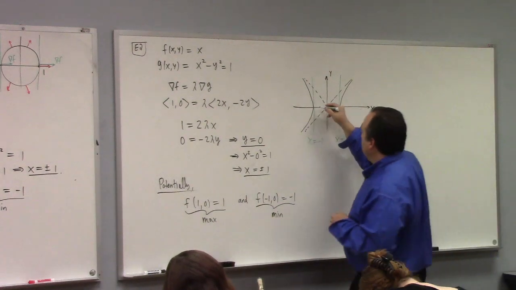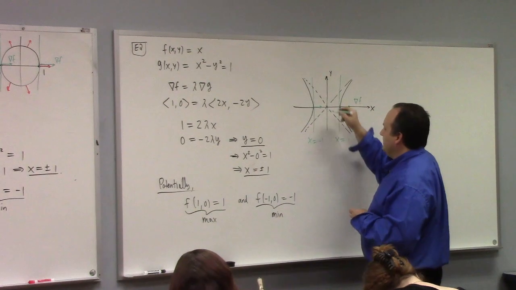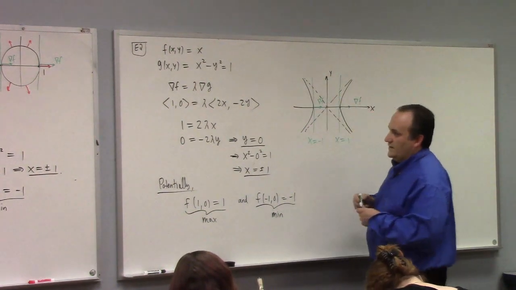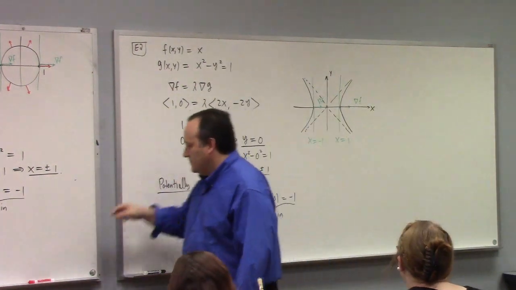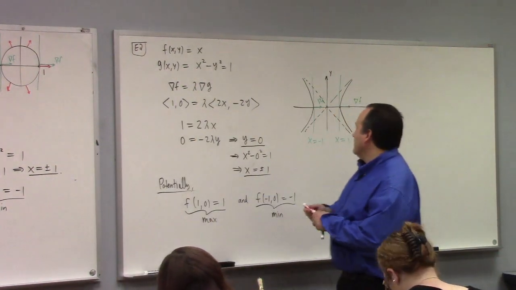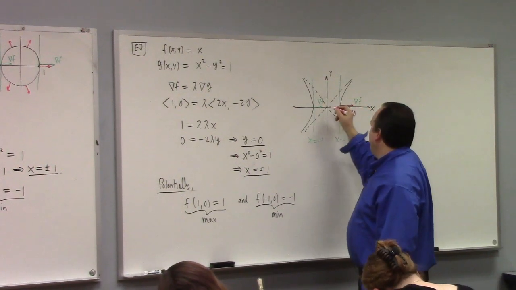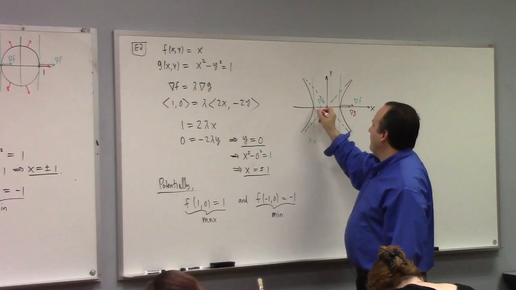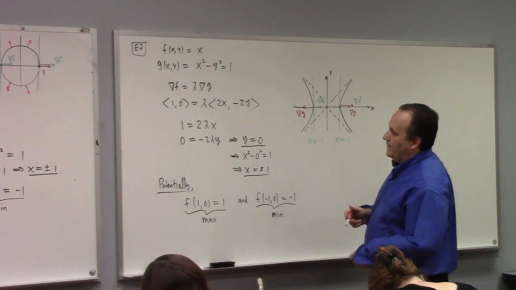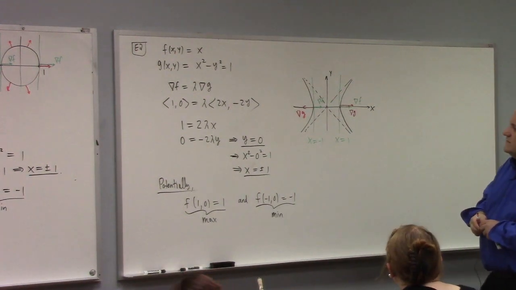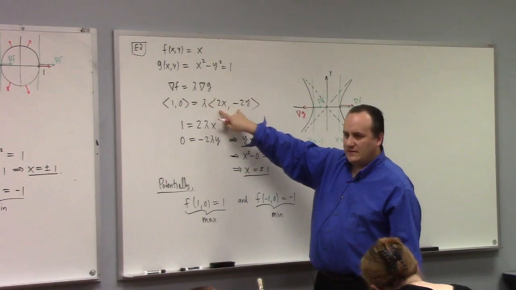Again, the gradient aligns with the gradient of the constraint function. So it's almost the same picture I drew last time, right? Gradient of g is 2x, minus 2y, so that points to the right when x is positive. It points to the left when x is negative.